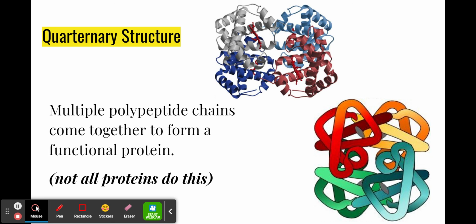And again, some proteins are done at tertiary structure. They do not need to combine with others. And other proteins do need to combine with other chains in order to form their functional final form. So not all proteins do this.